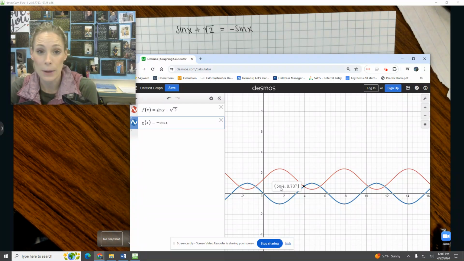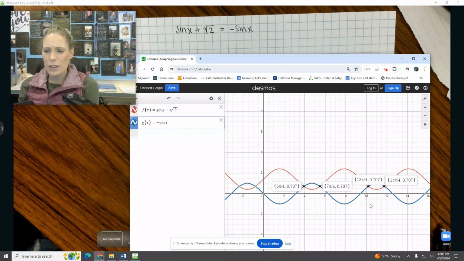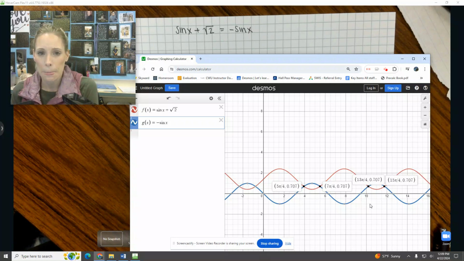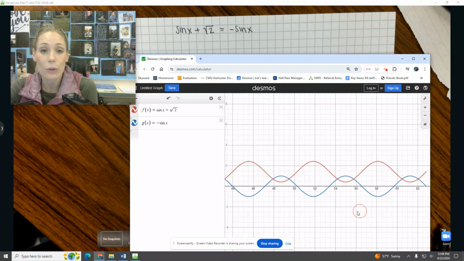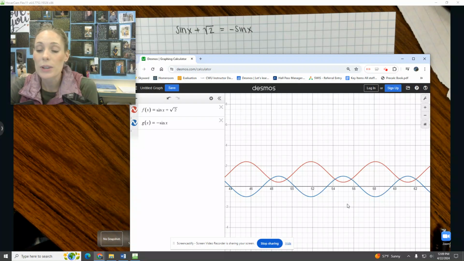Well, 5 pi over 4 is an answer. 7 pi over 4 is an answer. 13 pi over 4 is an answer. 15 pi over 4 is an answer, and so forth. It goes on forever and forever. So we need to ask ourselves, how often does it repeat? Because if I had to list all of the places that it crossed by hand, I would be writing for the rest of my life. So is there a pattern?